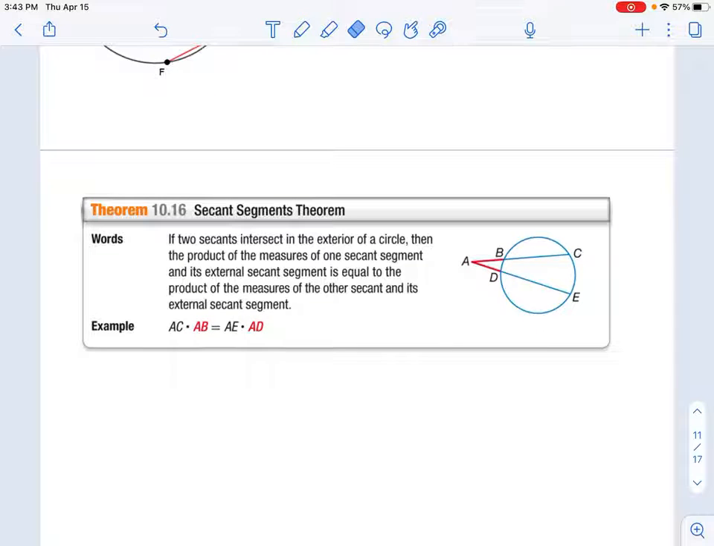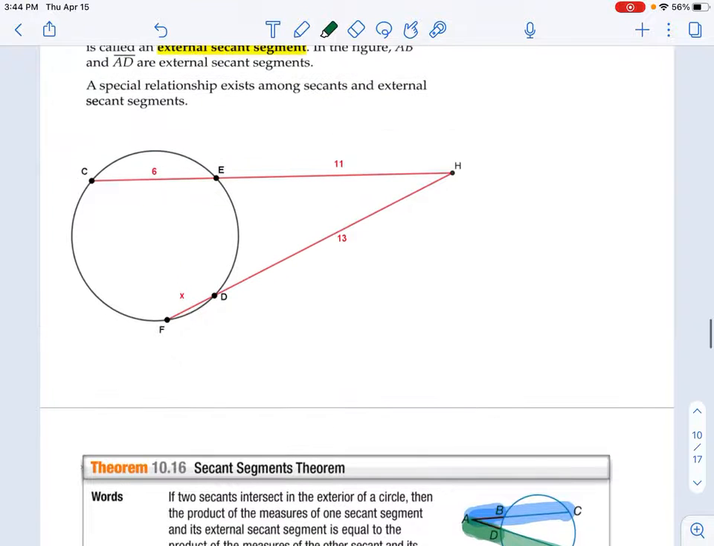So if we look at Theorem 10.16, this states that if two secants intersect in the exterior of a circle, then the product of the measures of one secant segment and its external secant segment is equal to the product of the measures of the other secant and its external secant segment. Sometimes the words are confusing. Basically, this is saying the whole secant times the external part is equal to the whole secant times the external part. Okay? Let's come up here and try it.